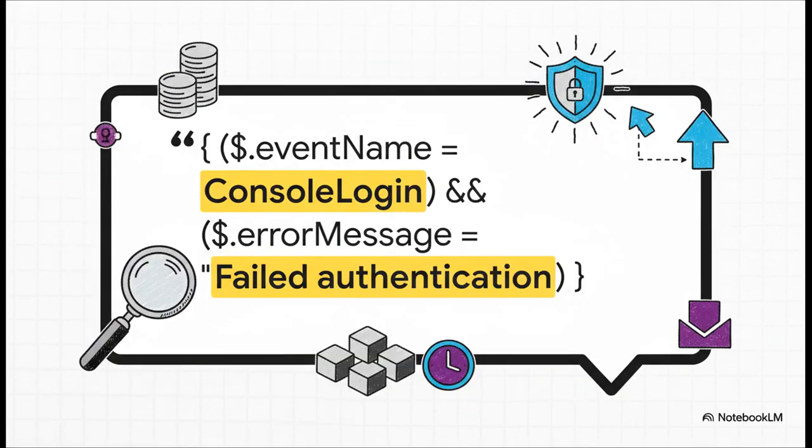And here's a perfect example of what one of these filter patterns looks like. It might look a little technical, but it's super simple. It's just saying, look for an event named console login, and at the same time, look for an error message that says failed authentication. That's it.